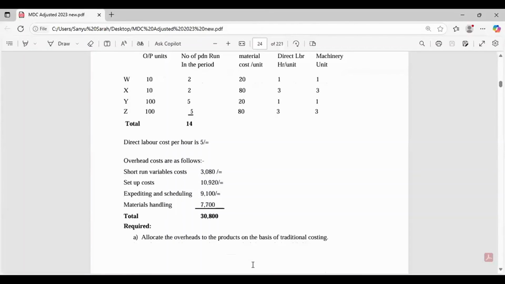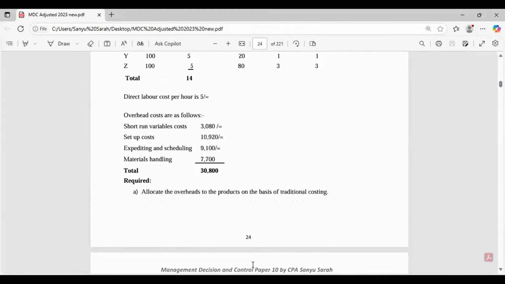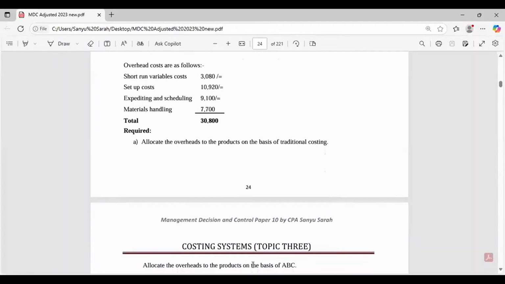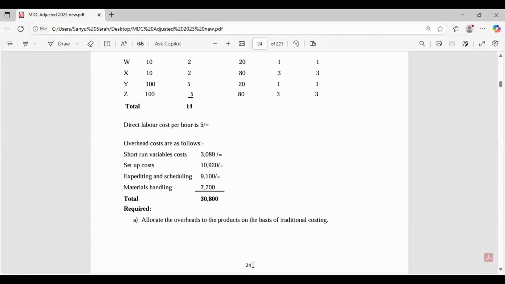Overhead costs are as follows. Short run variable costs, 80 shillings. Setup costs, 920 shillings. Expediting and scheduling, 9,100 shillings. Materials handling, 7,700. And total is 3,800. Required, part A, allocate the overheads to the products on the basis of traditional costing. Then 2, allocate the overheads to the products on the basis of ABC. So these are 2 different methods, and we want to see their distinction.